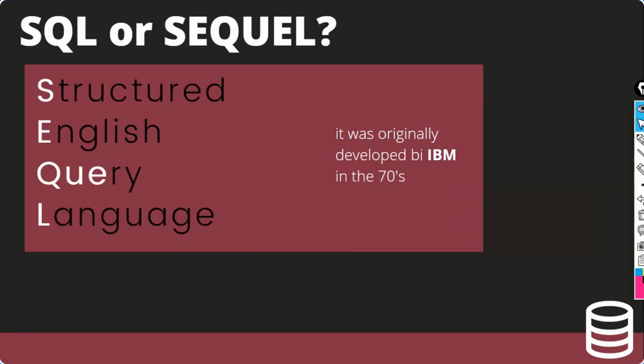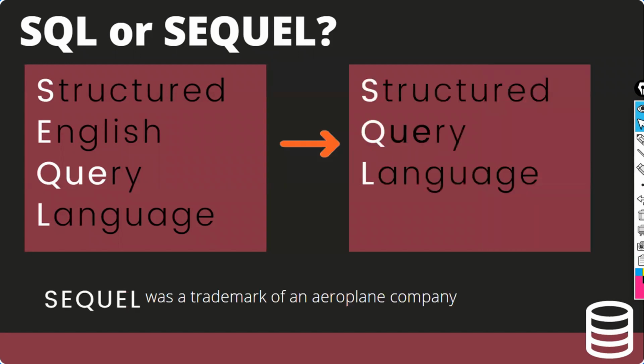Actually, they first invented it as Sequel, not SQL. The word first came into the market in the 1970s as Sequel. Later, this name had a copyright issue, because a company related to aeroplanes had already registered this name. So they converted it to SQL. Earlier it was called Sequel; from Sequel they converted it to SQL. SQL means structured query language.